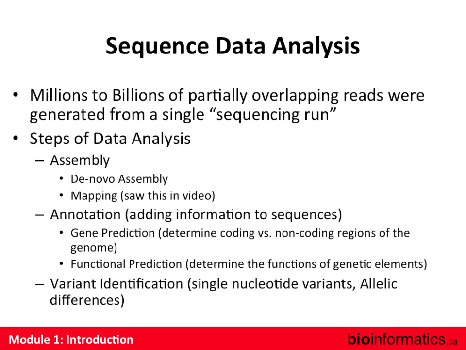Once the DNA sequence is generated, the steps of data analysis typically include assembly of the genome, either through de novo assembly or through a mapping exercise to map the reads back to a reference genome. After that, you can carry out annotation, in other words, adding biological information to the sequences. This includes predicting where the gene is found on the piece of DNA, what the function of the gene is, or what non-coding regions might be in the sequence. And then, as will be covered later today, we would also want to identify variants such as single nucleotide polymorphisms or allelic differences from the sequence data.